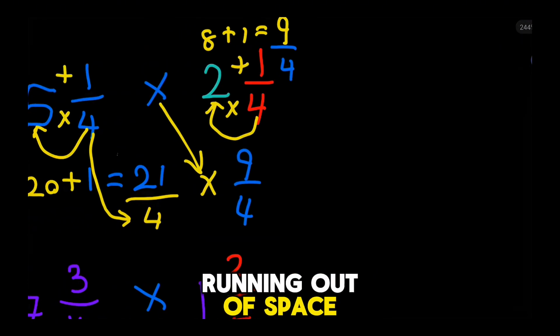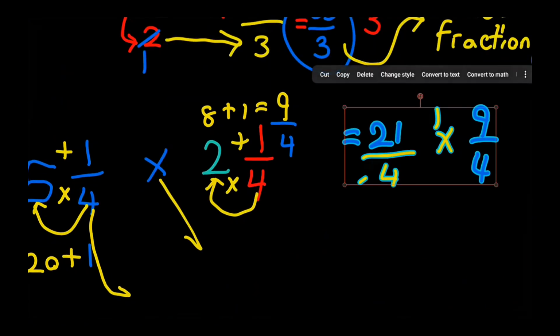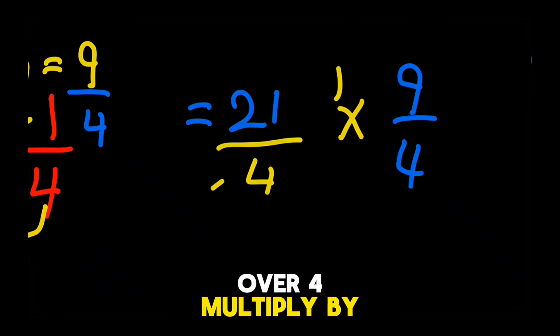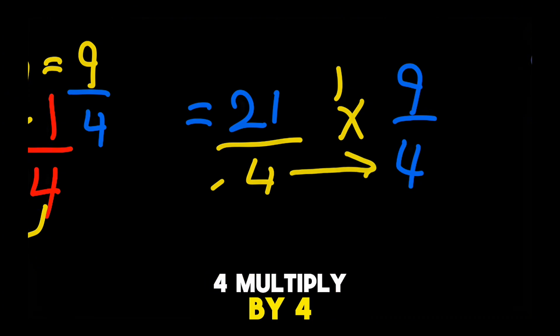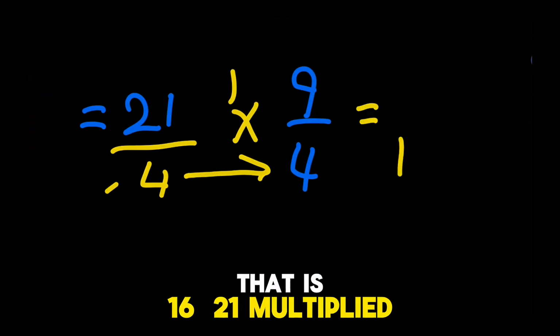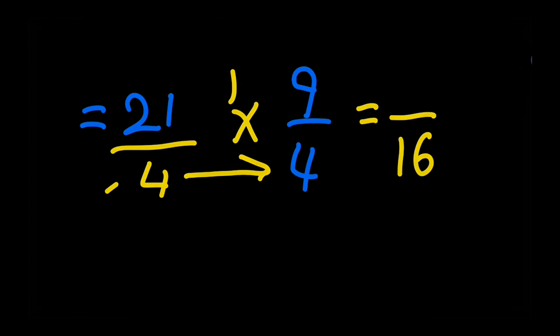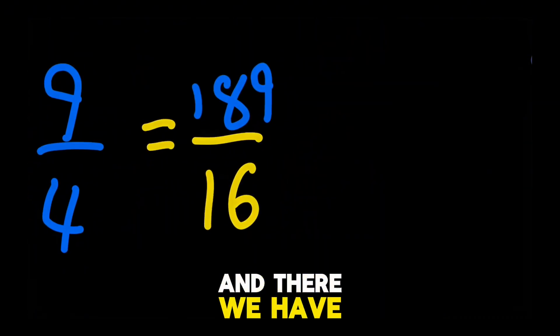I'm running out of space, let's just move this. So we have 21 over 4 multiplied by 9 over 4. 4 multiplied by 4, that is 16. 21 multiplied by 9 is 189. And there we have it.